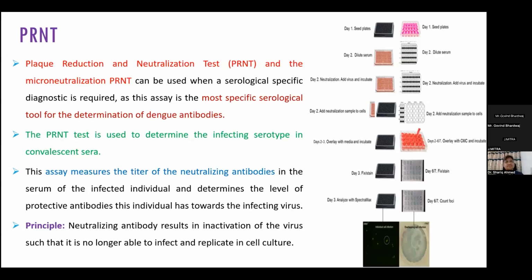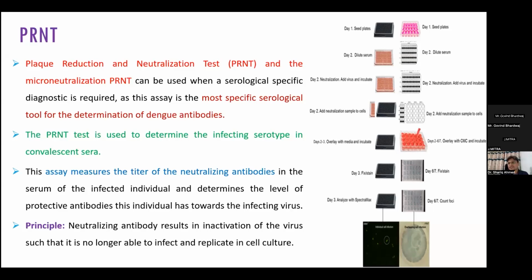Next important test is the plaque reduction neutralization test. It is done in a microneutralization plate, and it is the most specific serological test, even more specific than the ELISA. It is used to detect the infective serotype in the convalescent sera. This assay measures the titer of the neutralizing antibodies in the serum of infected individuals and determines the level of protective antibodies towards the infecting virus.